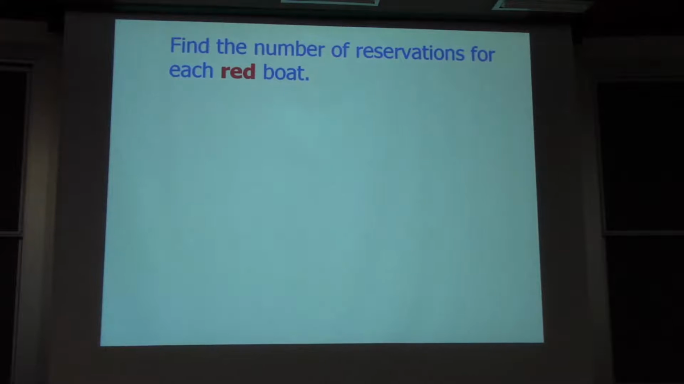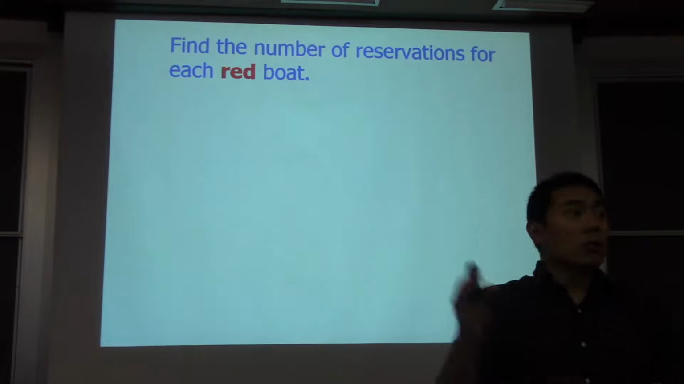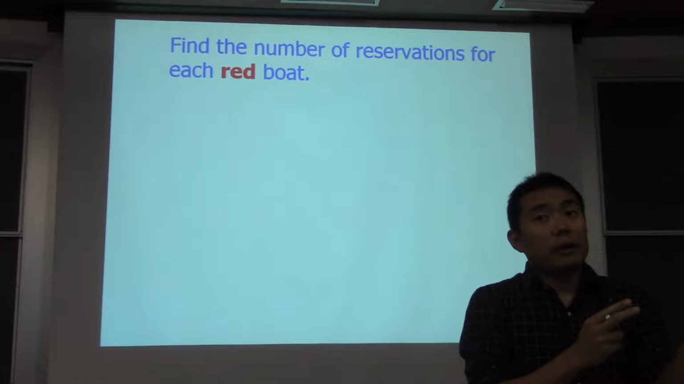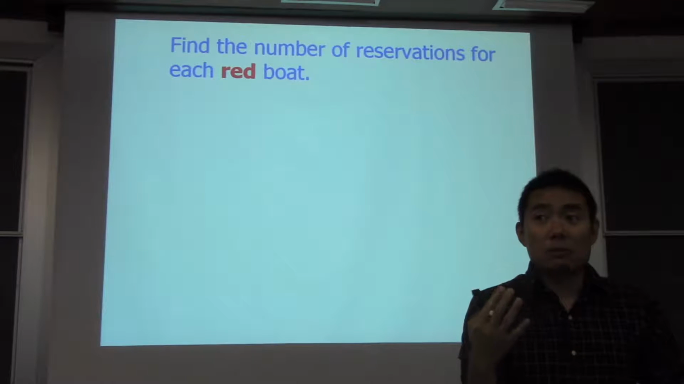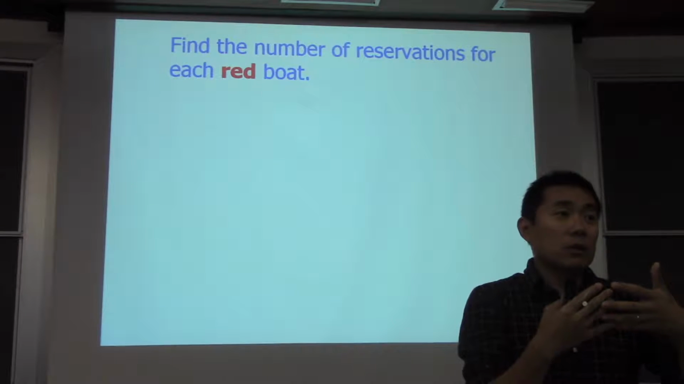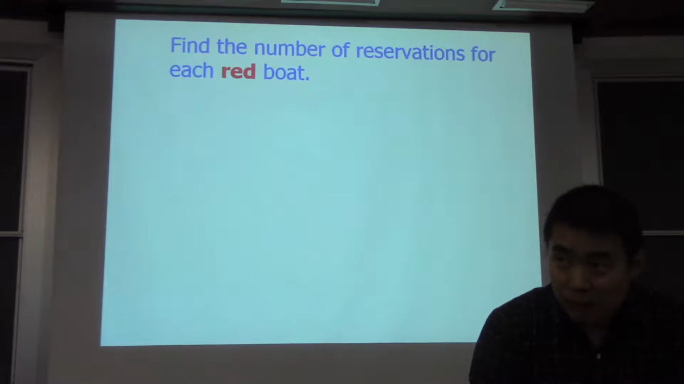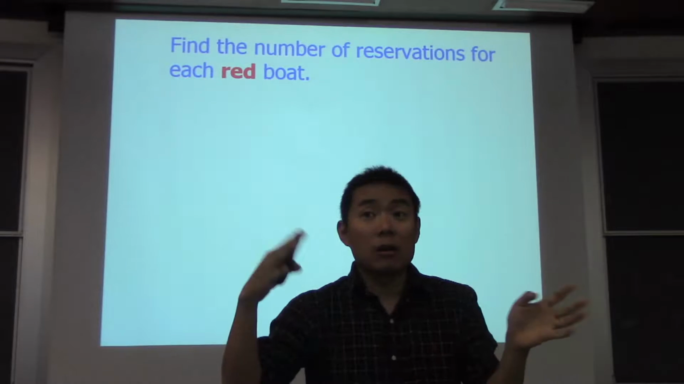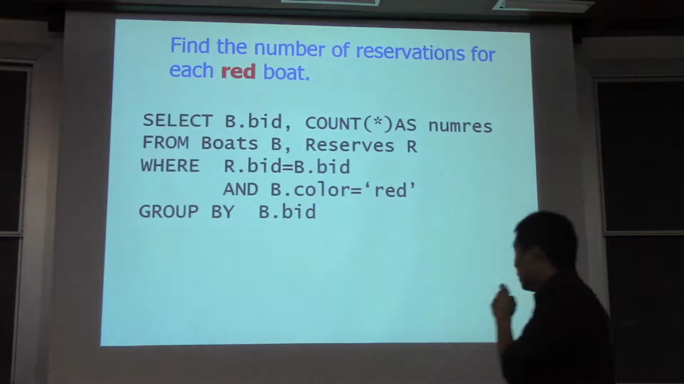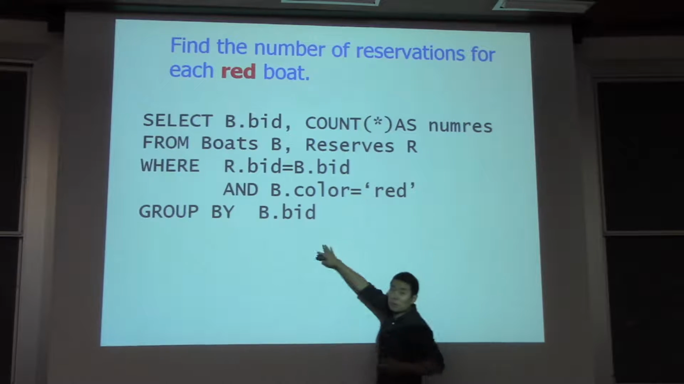Okay. Find the number of reservations for each red boat. How do we do this? Well, you do a join between reserve and boat, and then do a where clause to make sure you only have red color boats. For the remaining boats and the reservations they match to, you know these are reservations made on the red color boats. Group by boat ID, because now you have to distinguish them by boat ID, and do a count. That's what you get. Join reserve and boats, make sure it's red color boats, group by boat ID, count.